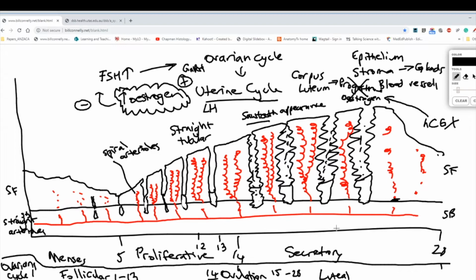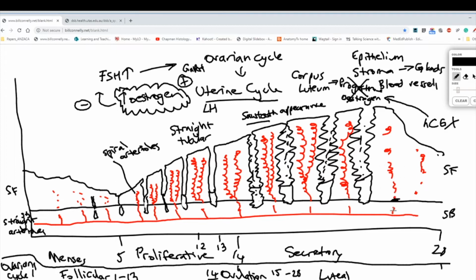Stimulate my follicle asks, is it the straight arterioles that constrict and then cause ischemia of the spiral arterioles, or do the spiral arterioles also constrict? I think it's probably a mix of both. So it's actually the terminal ends of the straight arterioles that undergo constriction, and the spiral arterioles, which is causing the ischemia.